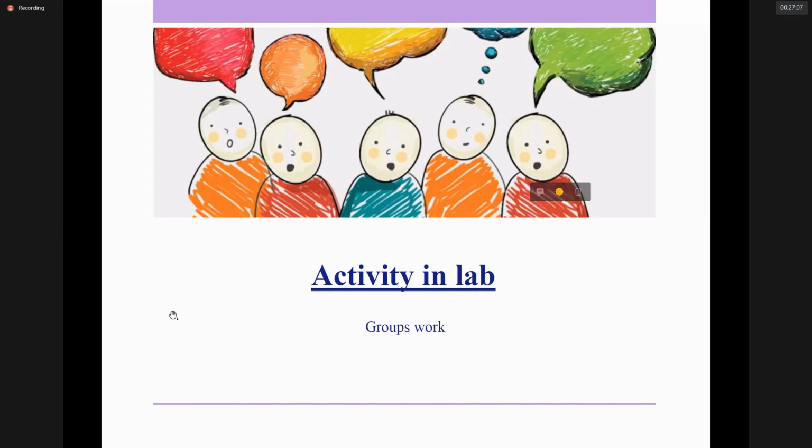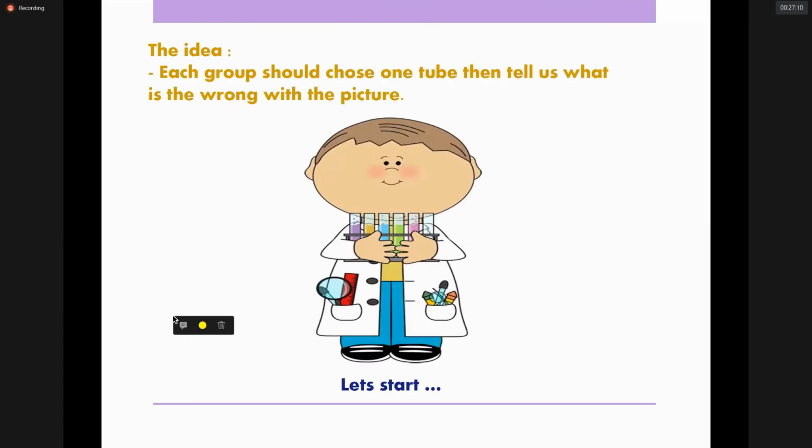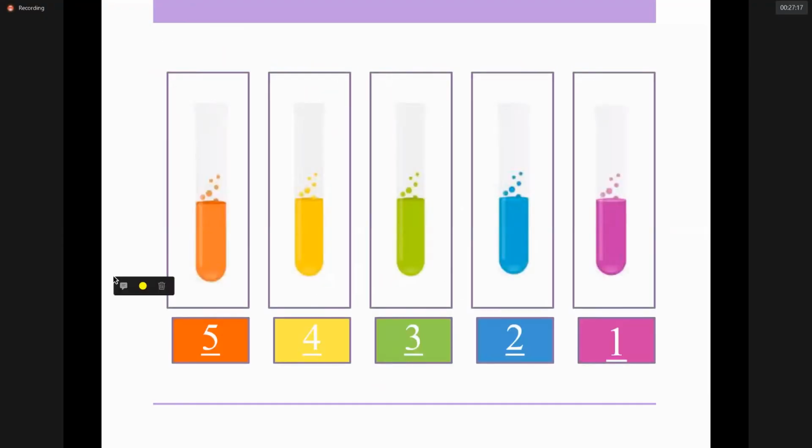Okay, let's see this activity. Each group should choose one tube, then tell us what is wrong with the picture. Choose one test tube, and then we will see the picture of each tube. Who can start? Yes, with this exercise.